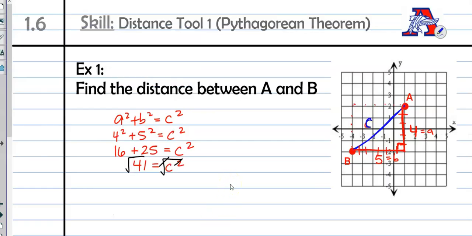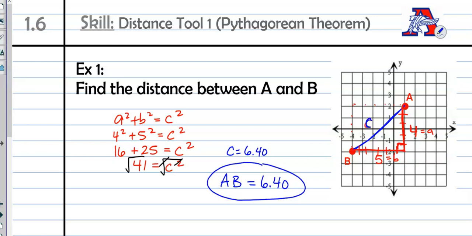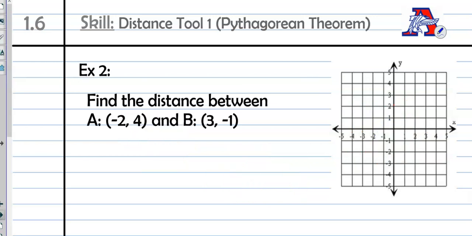So let's write it nice and neat. C equals 6.40. Or what would be even better would be writing it like this. The length of AB equals 6.40. I like that answer the best. AB equals 6.40.